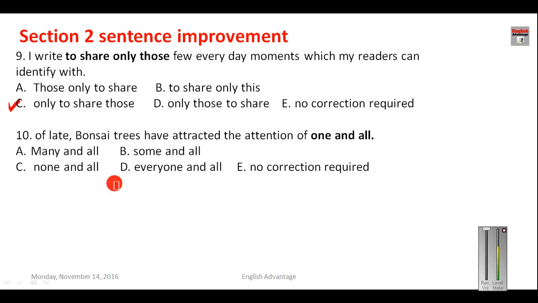Of late, bonsai trees have attracted the attention of one and all. Okay, of late means recently, and the bonsai tree belongs to Japan. You must be knowing about this. The sentence wants to say that it has attracted the attention of one and all, everyone. So one and all is correct here, and your answer will be E, no correction required.